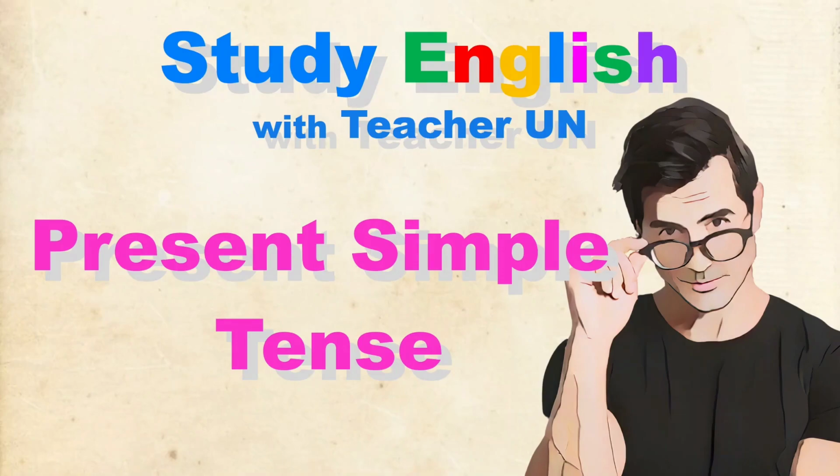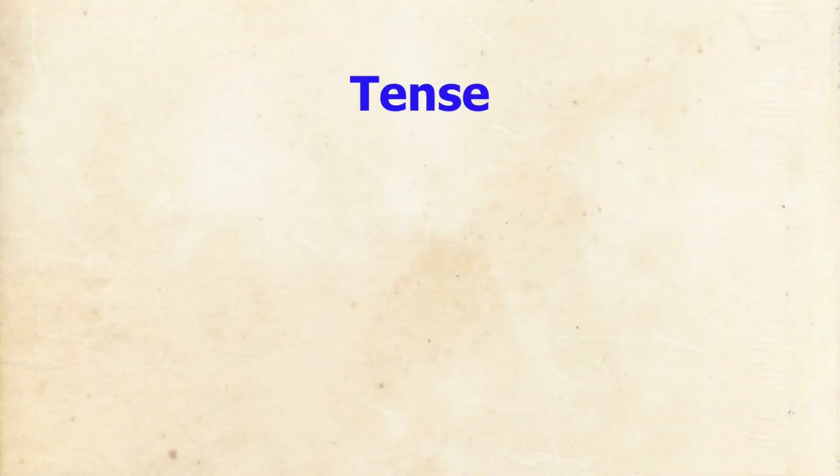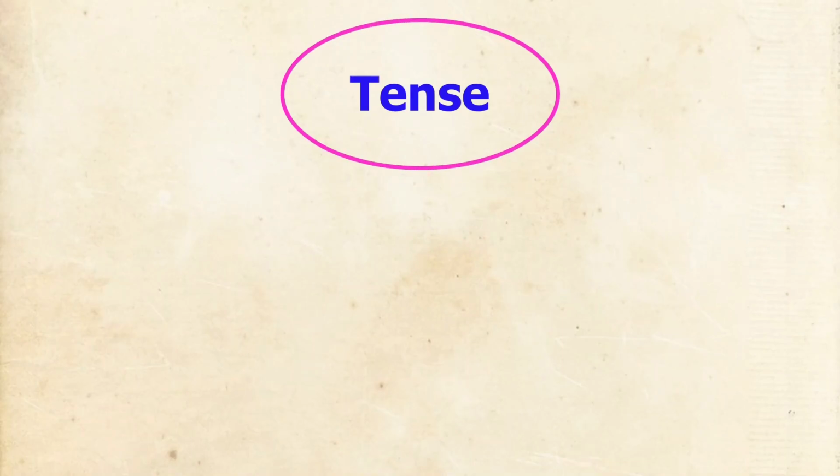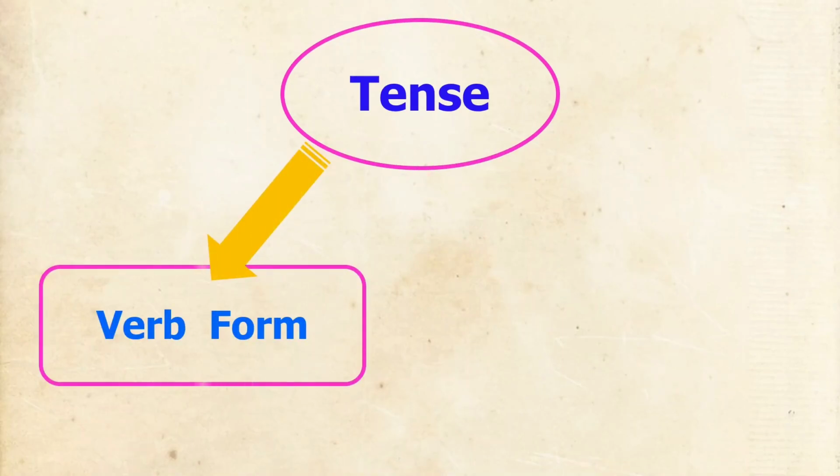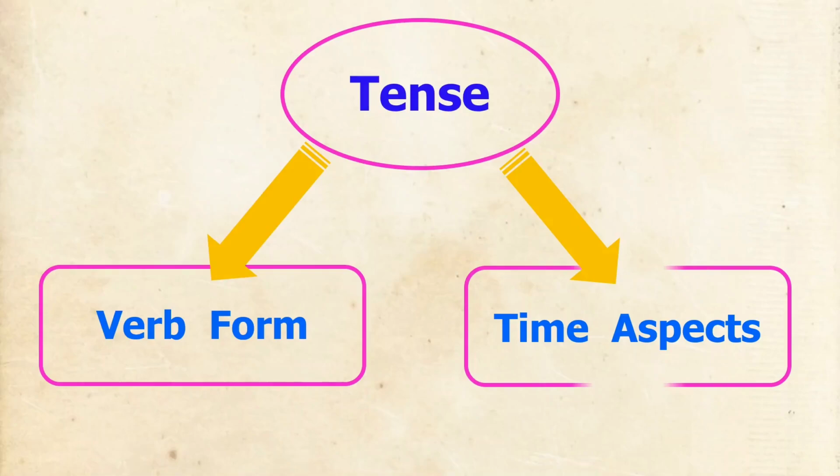My name is Joey. Today, I am going to talk about the present simple tense. When we talk about a tense, we consider two things: verb form and time aspects. Let's take a look at the verb form first.